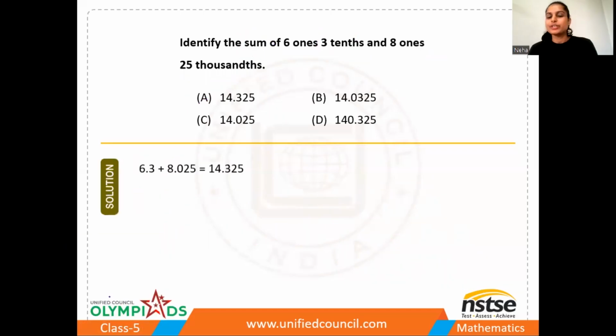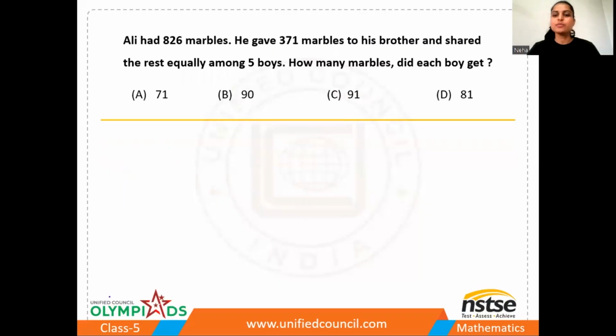Let me show you the detailed solution to this question. Perfect. Now let's move to the next one. Here is the next question, my dear students. So the next question is that Ali had 826 marbles. He gave 371 marbles to his brother and shared the rest equally among 5 boys. So how many marbles did each boy get?